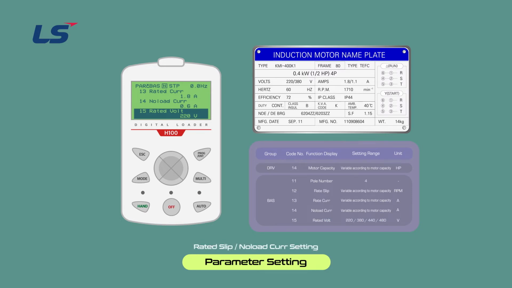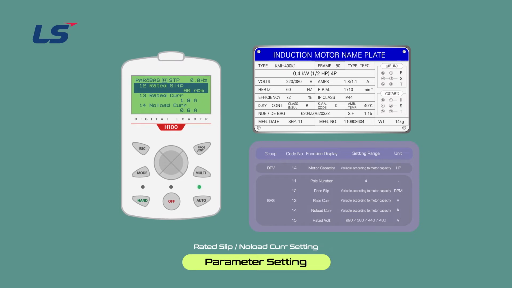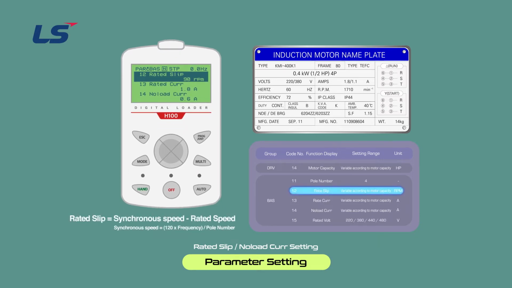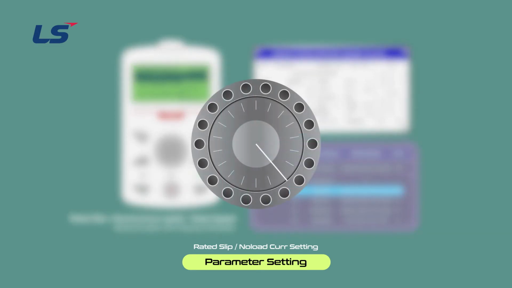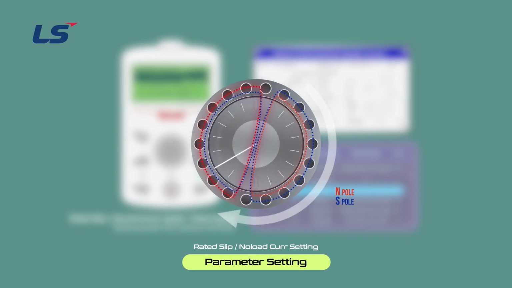This is a guide to setting the motor slip and no load current. Enter the rated slip of the motor at BAS 12. Rated slip means the difference between the synchronization speed and rated speed. When the field of the induction motor creates a rotating magnetic field, the rotator rotates along the rotating magnetic field.